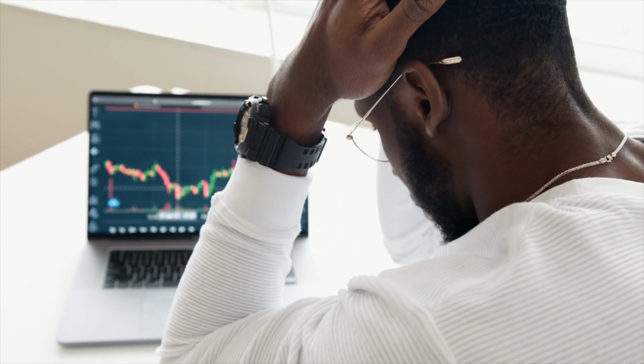Last but not least, I'm also going to show you the most common mistake that traders make when trading the head and shoulders pattern, so that you can be aware of that and avoid making the same mistake.